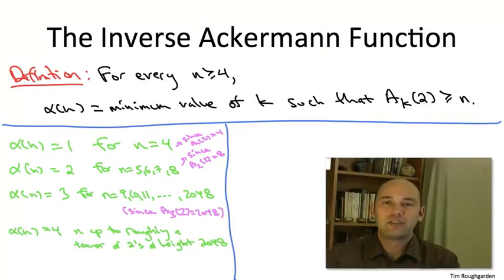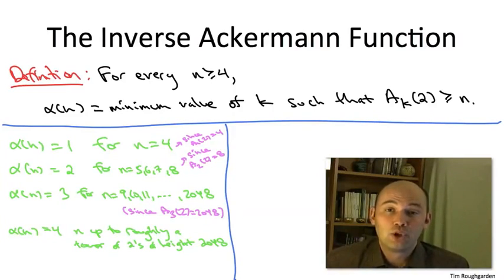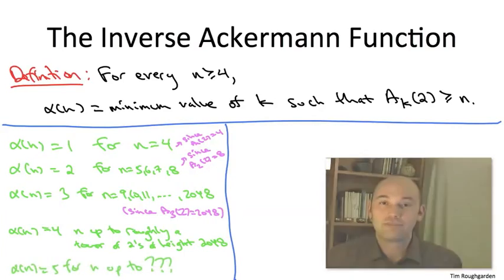This, of course, implies that the inverse Ackermann function value of any imaginable number is at most 4. And I don't know about you, but my brain is already hurting too much to think about which are the values of n such that alpha is equal to 5.